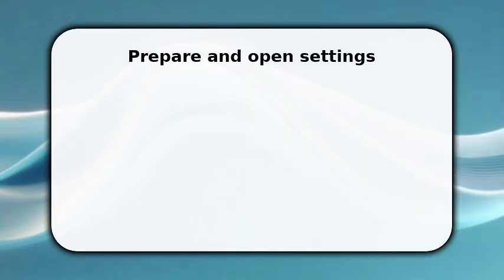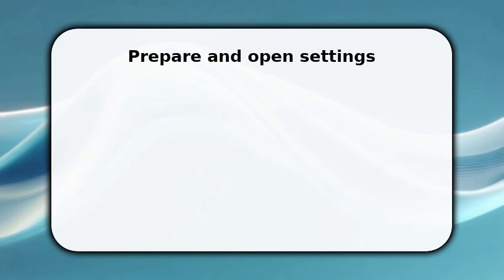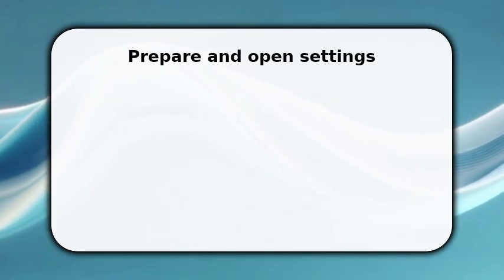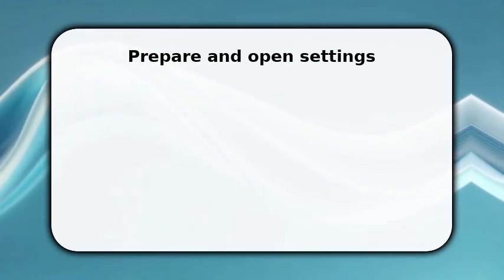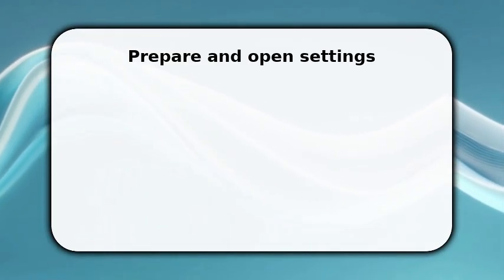Please enjoy the video. You'll start by making sure power settings won't override brightness. Plug in or confirm battery above 10%. Once done, open Settings with Win+I, then go straight to System and Display.